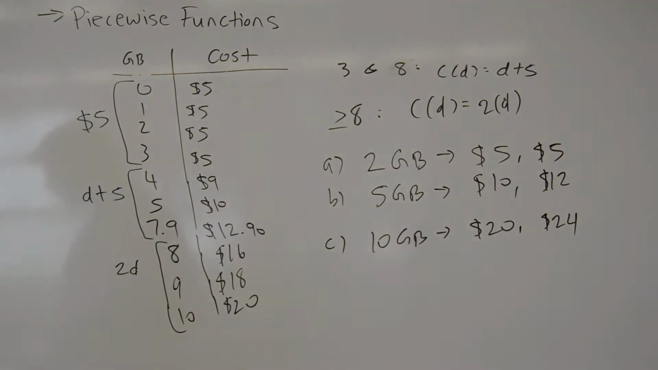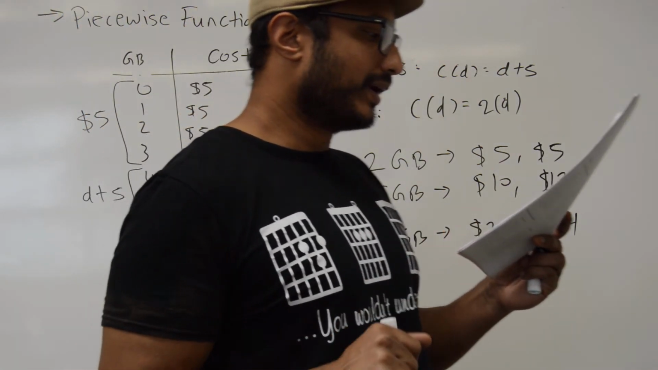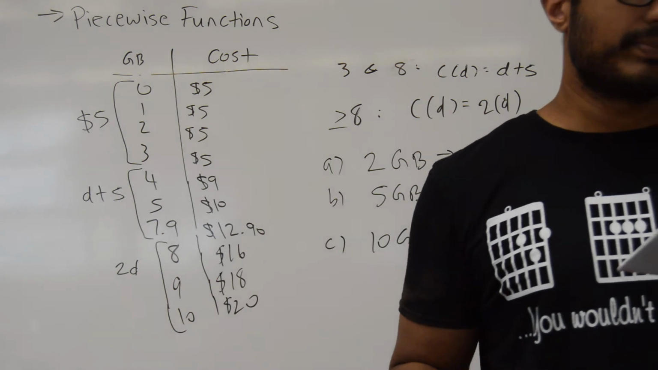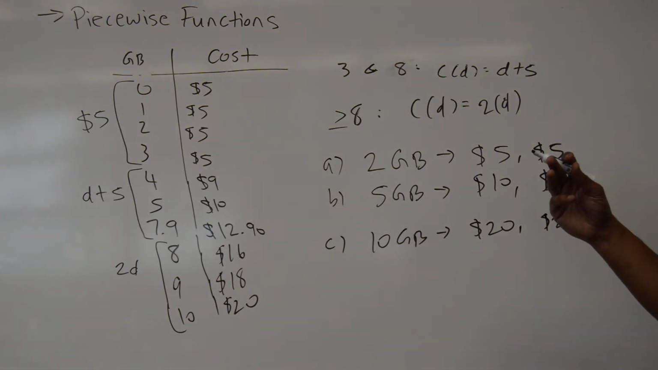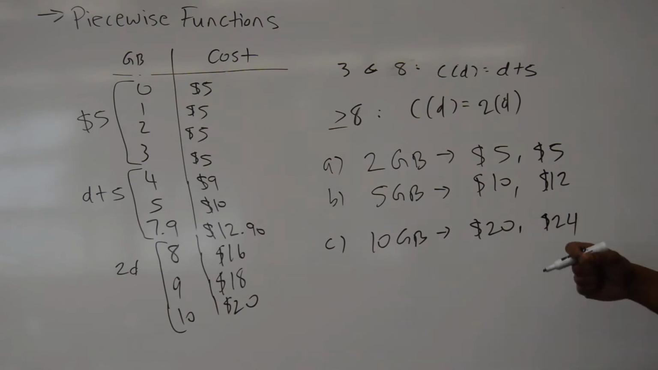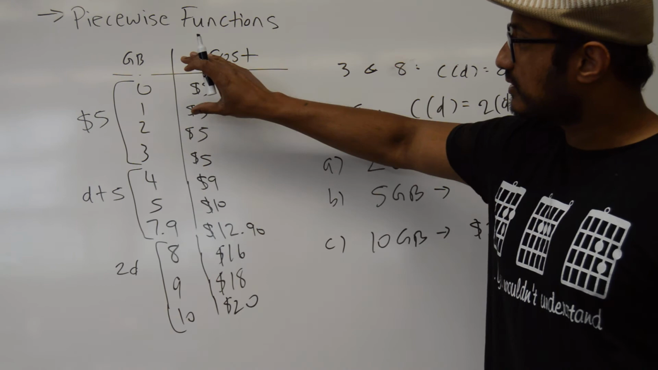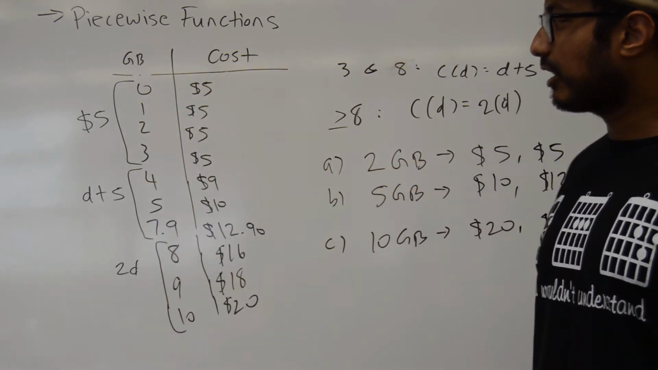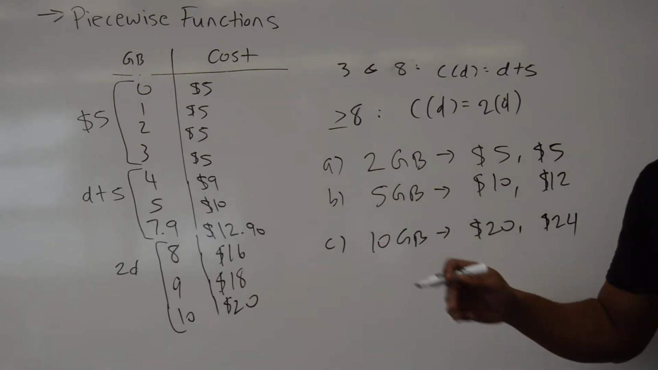Now part D says, what is the difference between the way the two companies charge their customers? The first company had only one function, 9 plus 3D. This company charges customers using a different formula depending on how much data they use. So this second company uses a piecewise function.